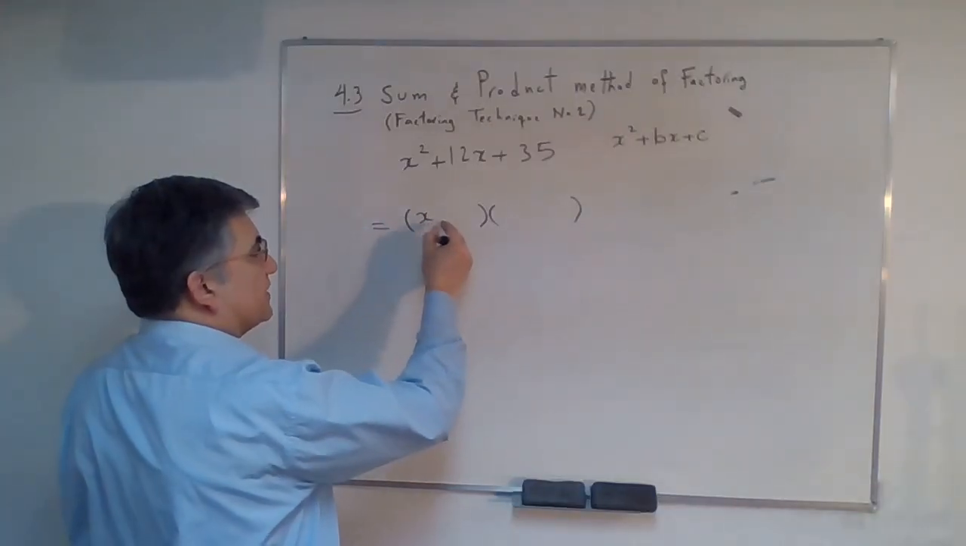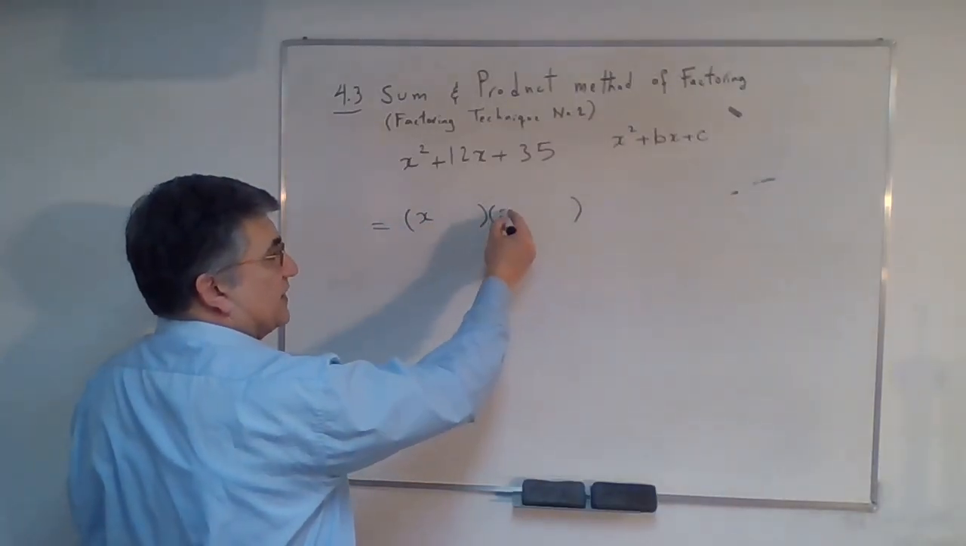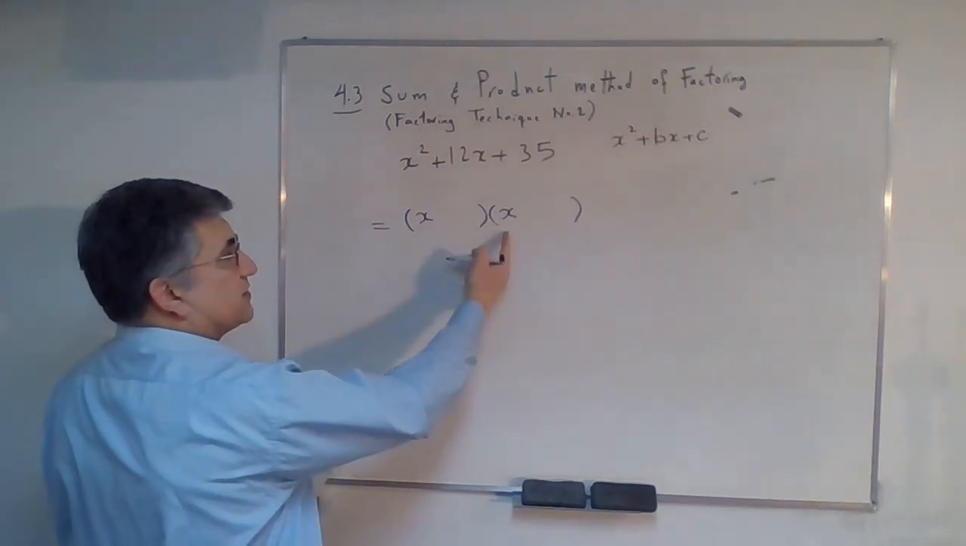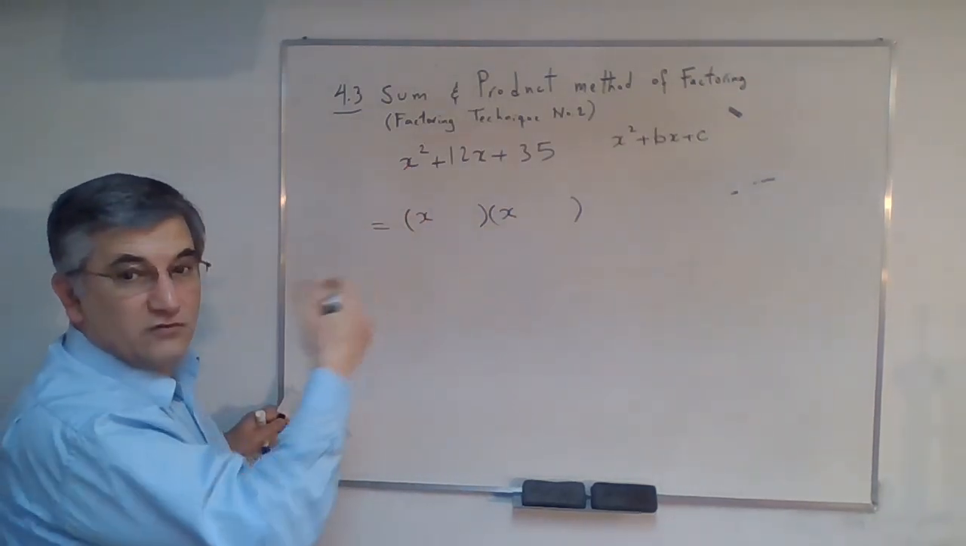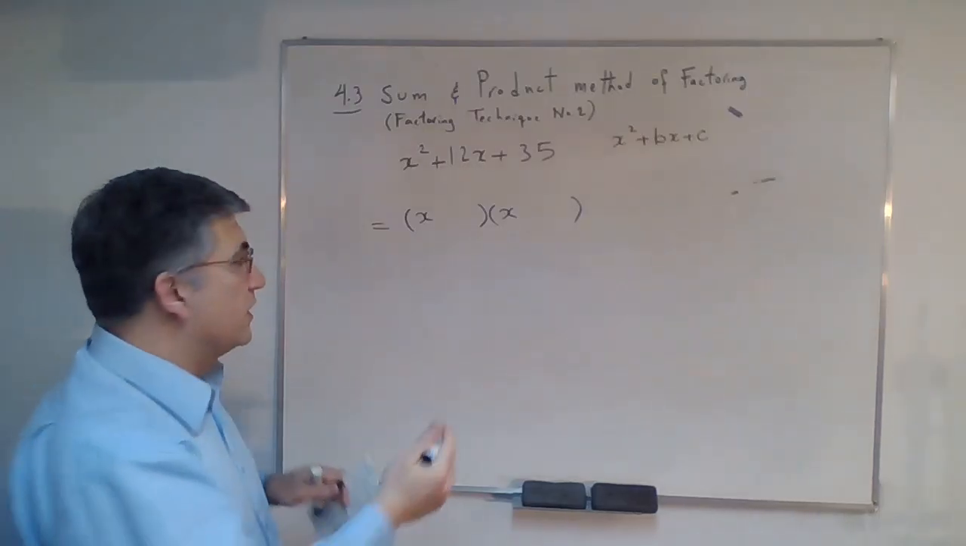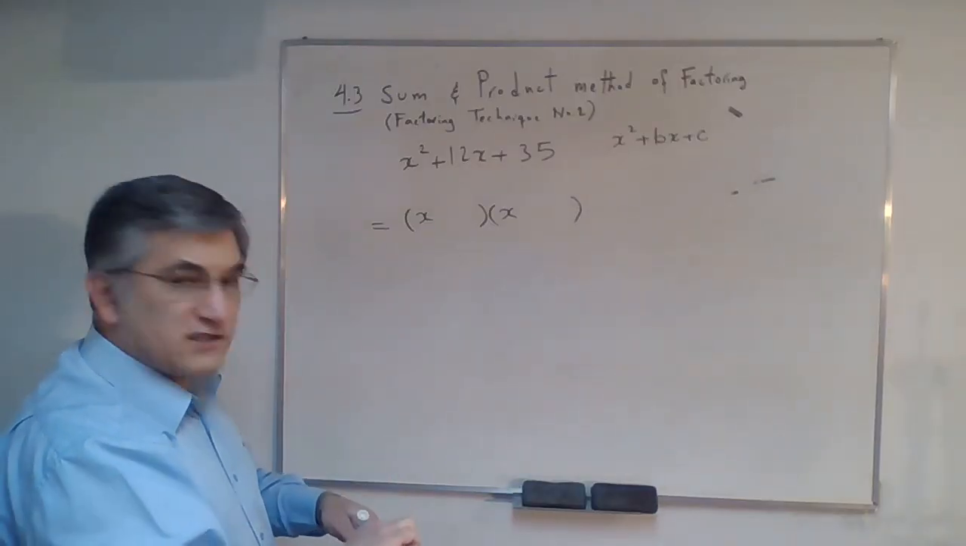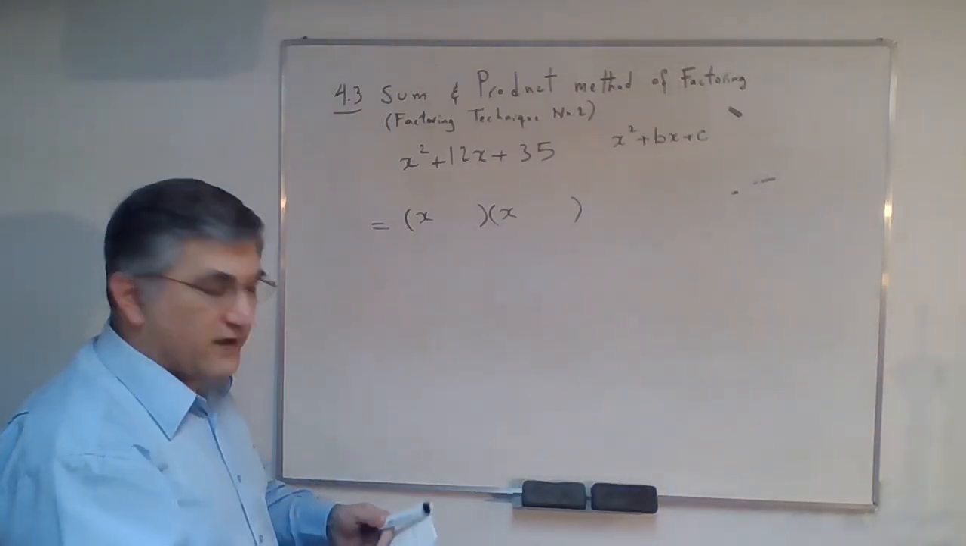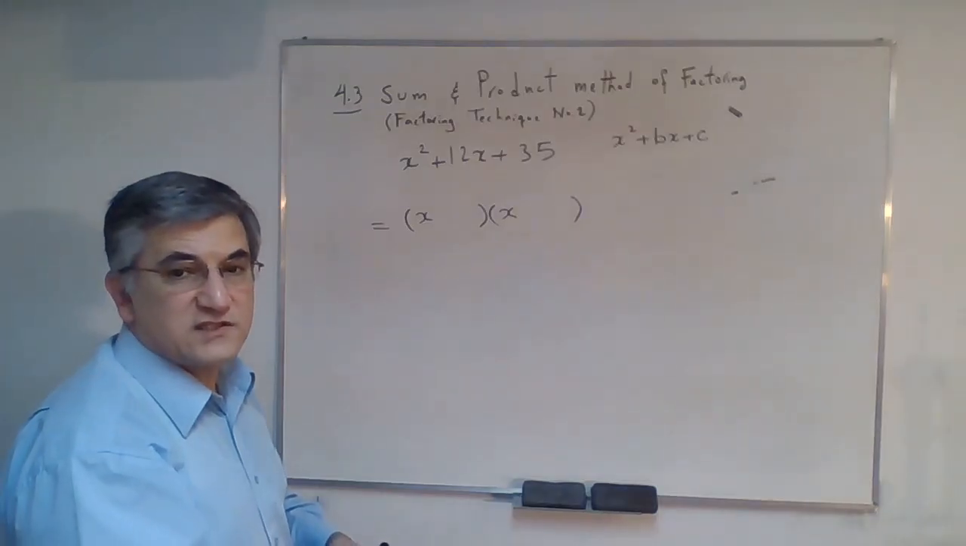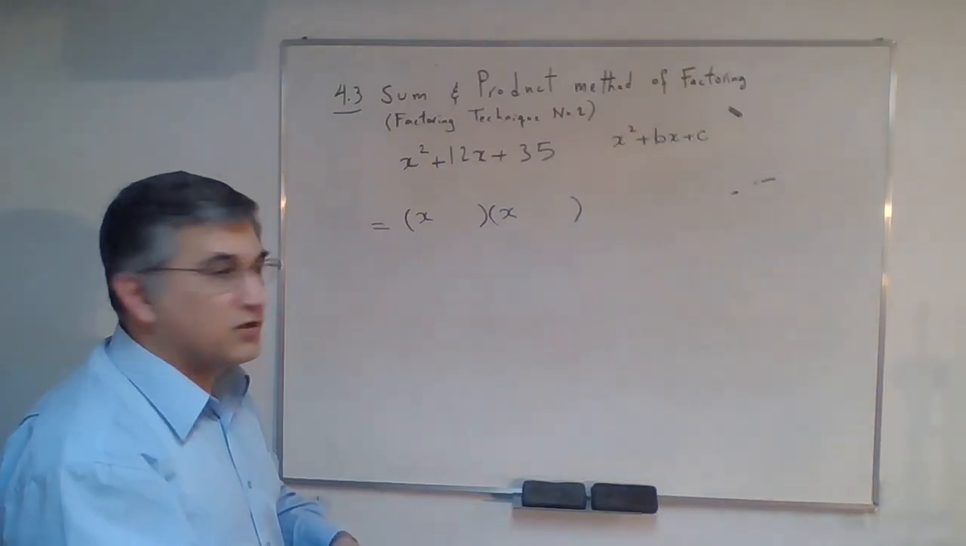So I'm going to have x in the first brackets and x in the second one. X times x is going to be x squared, so already it works. But the only thing I don't know is the numbers that I have to place inside the brackets. With this method, you're going to easily find those two numbers and successfully factor the quadratic trinomial.